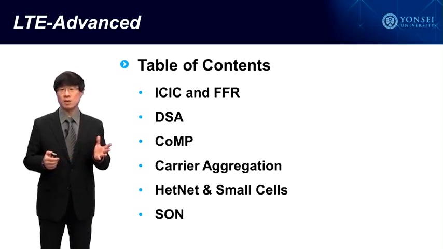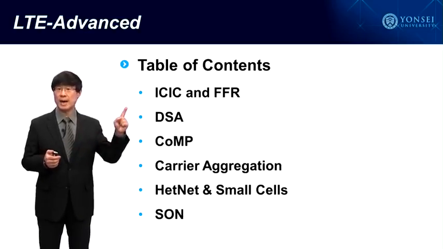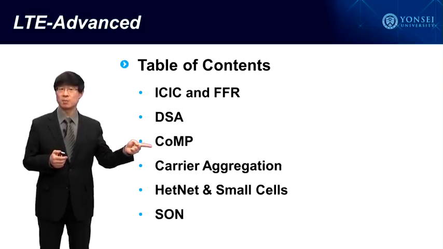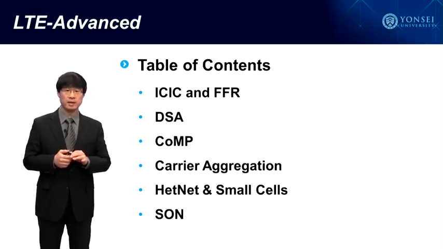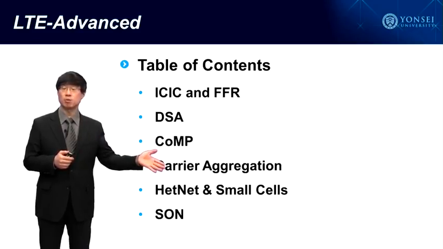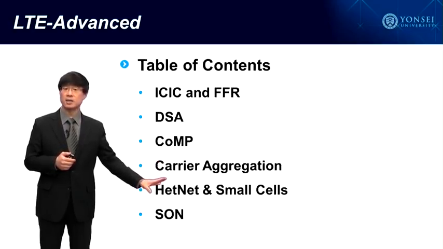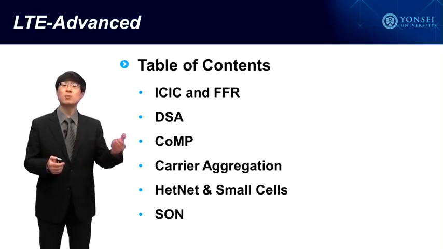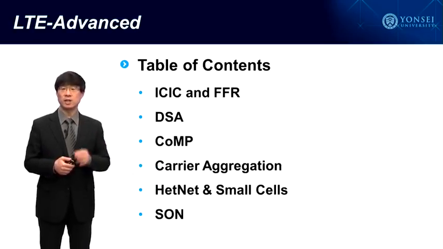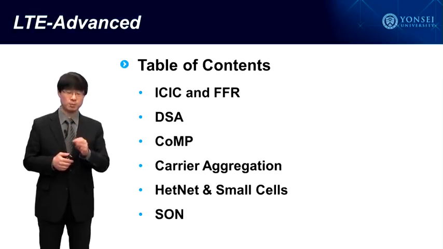Well, we were talking about some of them, and we already went through IC and FFR, DSA and COMP. What I have left in this lecture is carrier aggregation, HETnet and small cells, and self-organizing network, SON. Carrier aggregation is one technique that enables broadband services to be possible, and HETnet, small cell, and SON are features and technologies that actually help each other. All of these three are techniques that work together, and I'll explain the details now.